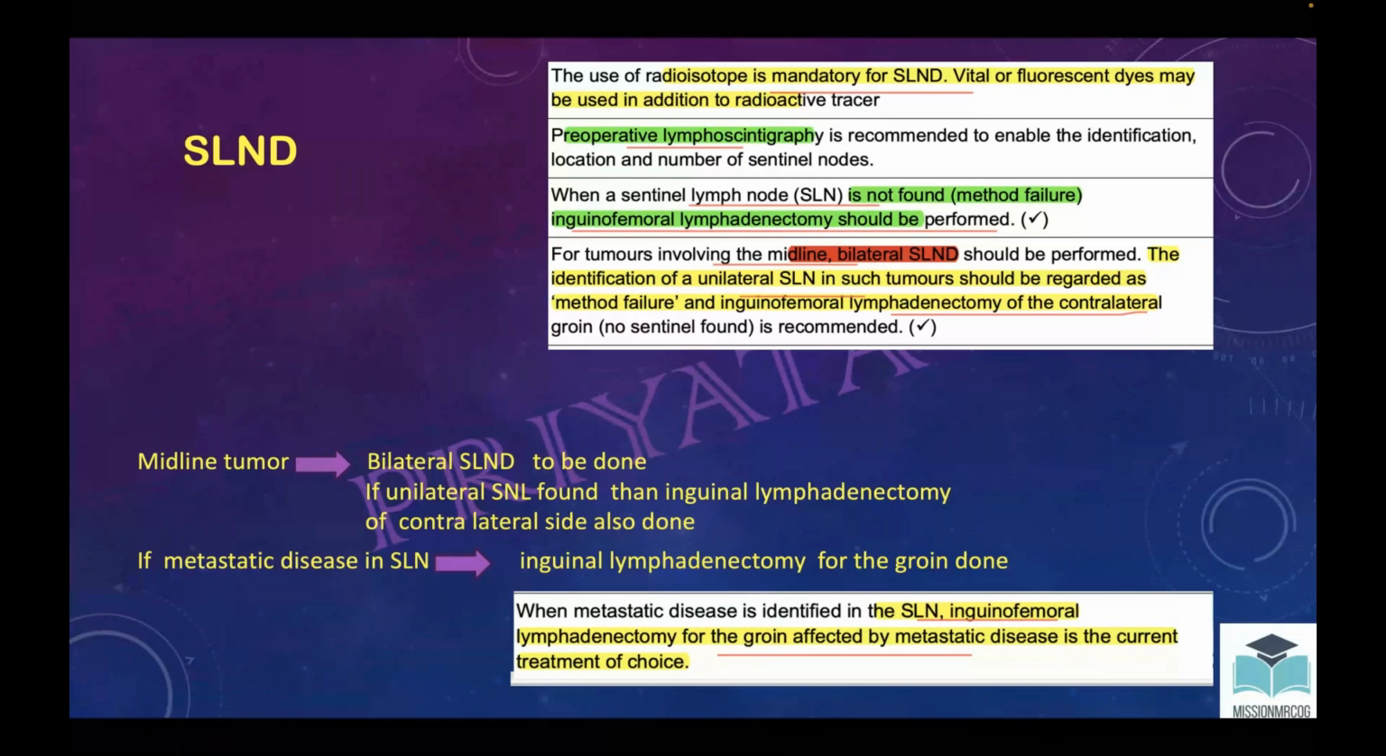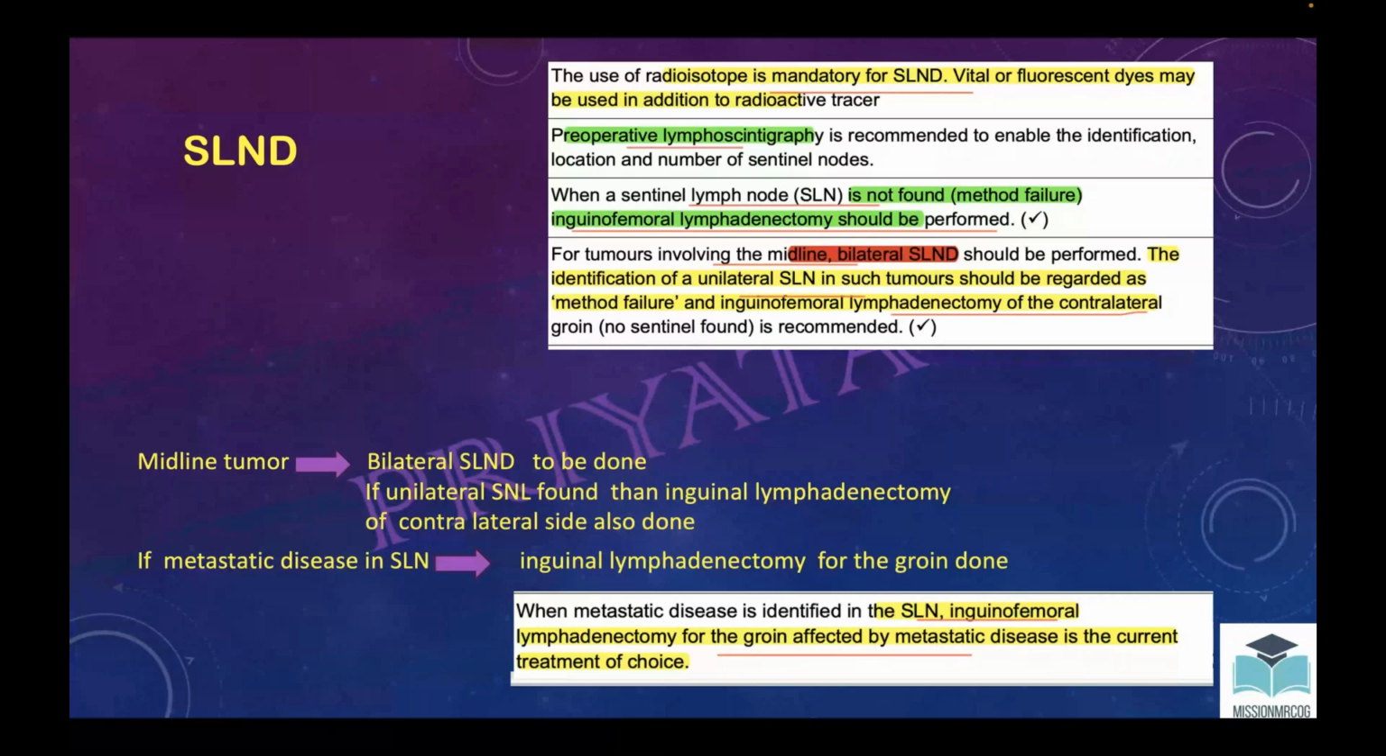With this, they are able to find out whether the sentinel lymph node, the first lymph node that is drained from that area, is involved or not. So with the hand tracer, this way, usually they are able to identify the sentinel lymph node.